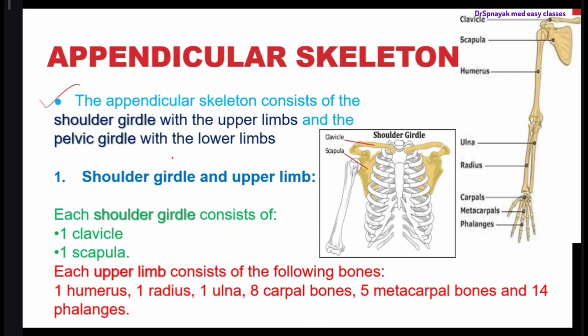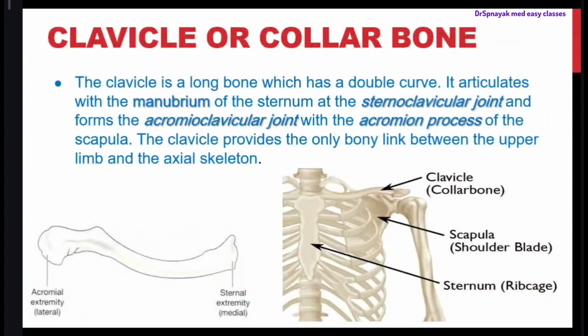In appendicular skeleton, mainly we have shoulder girdle which contains upper limbs, and we have pelvic girdle which contains lower limbs. And in shoulder girdle we have clavicle and scapula, one clavicle and one scapula. And in upper limb we have humerus, radius, ulna, carpals, metacarpals, and phalanges. This one just now we have discussed. You can see here also in the image, this is scapula, this is clavicle, humerus, radius, ulna, carpals, metacarpals, and phalanges. Now we will try to learn about clavicle.